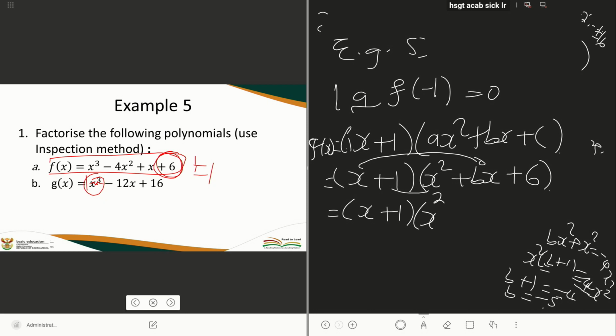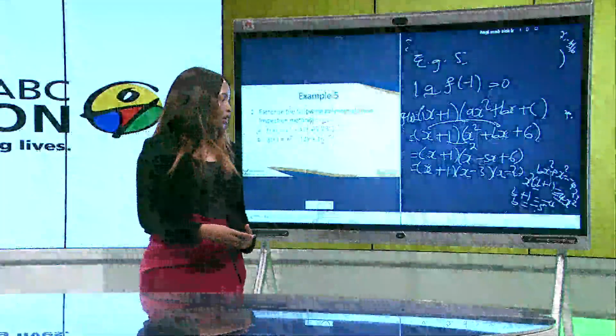Then, in conclusion, I'll say x squared minus 5x plus 6. Therefore, you can just factorize from there. x and x. Then the factors there will be minus and minus, 3 and 2. Those are the factors of the polynomial f(x) is equal to that.